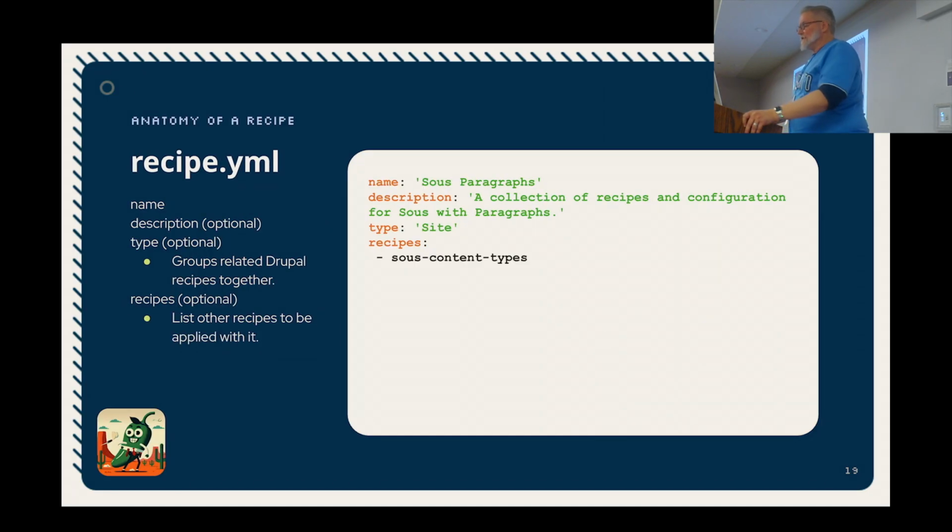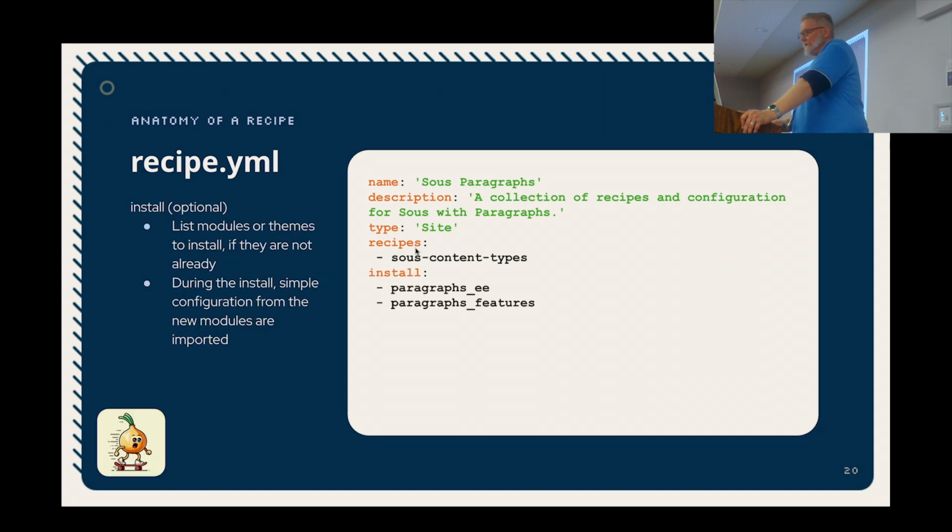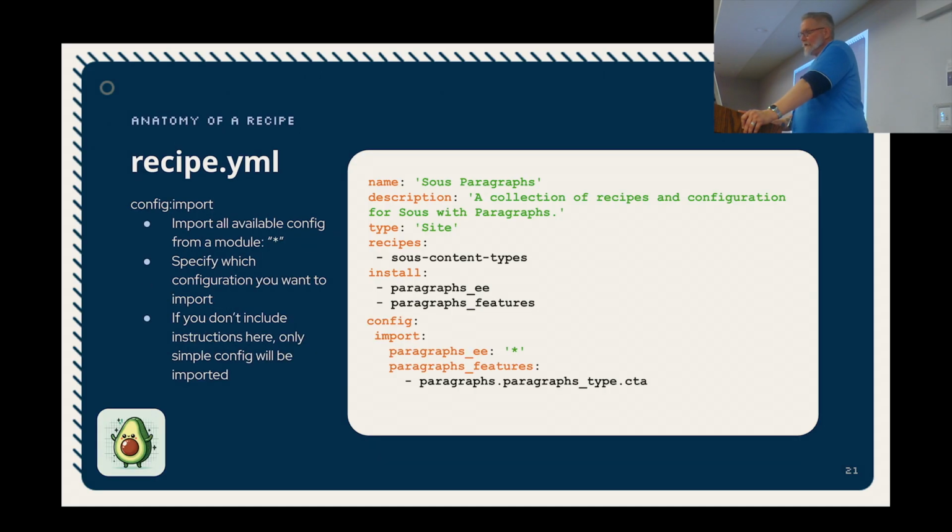The recipe.yaml again starts very similar to a project's info.yaml, so name, description, type. But now we have this option to specify other recipes that we want to have applied. We can also specify projects, in this case modules, that we want to have installed. And then if there are some of those configuration entities that we want to have imported from those projects, we can specify those under this config import key. Note that you have the option to either provide a wildcard to say, pull down all of the configuration entities provided by that project, or you can specify particular ones that you want to make sure will be available after the recipe is applied.